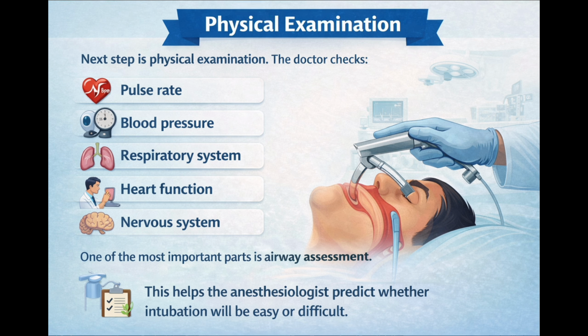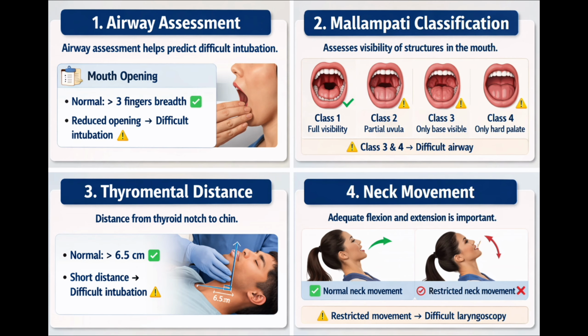Physical examination. Next step is physical examination. The doctor checks pulse rate, blood pressure, respiratory system, heart function, and nervous system. One of the most important parts is airway assessment. This helps the anesthesiologist predict whether intubation will be easy or difficult. Airway assessment helps the anesthesiologist predict difficult intubation.